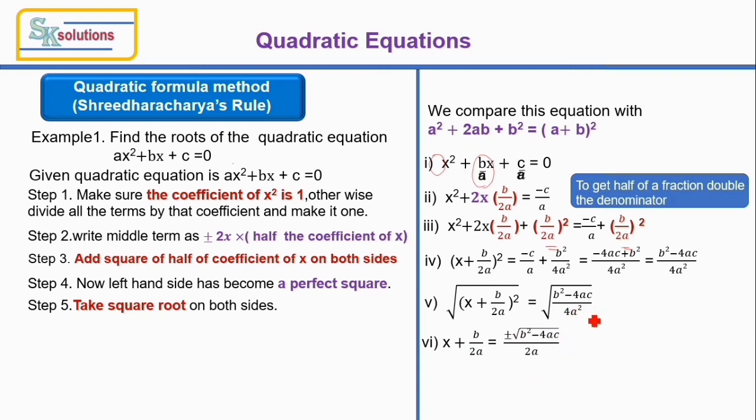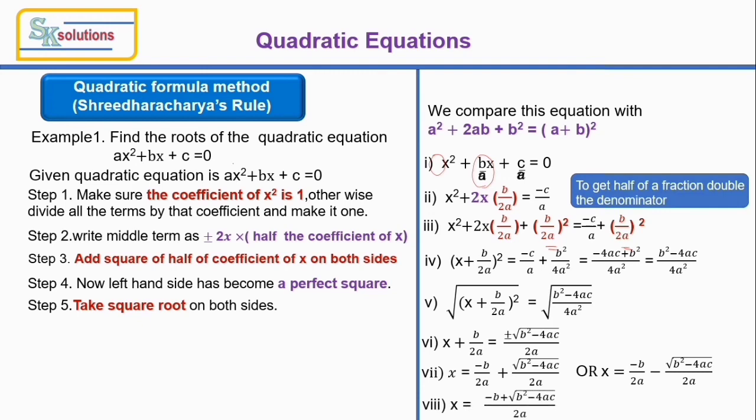2a is the square root of 4a square. On simplifying, you get x is equal to minus b divided by 2a plus root over b square minus 4ac by 2a, or x is equal to minus b divided by 2a minus root over b square minus 4ac by 2a, or x is equal to minus b plus root over b square minus 4ac divided by 2a on taking LCM, or x is equal to minus b minus root over b square minus 4ac by 2a.